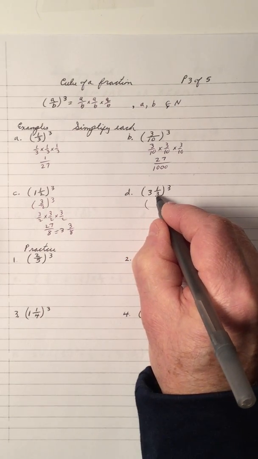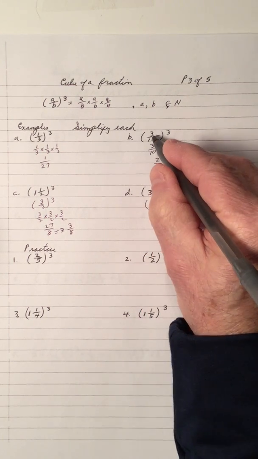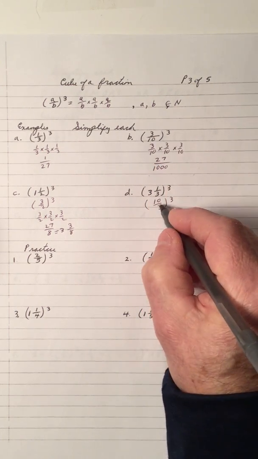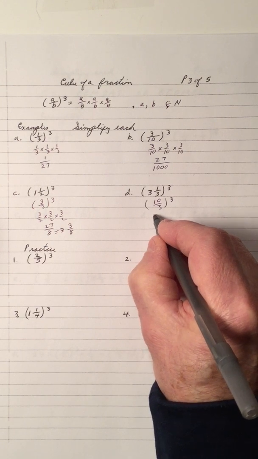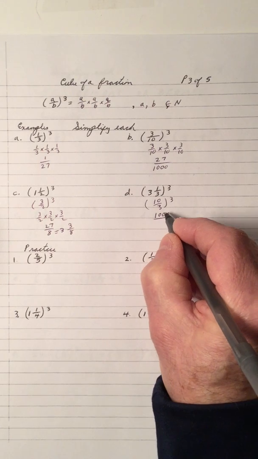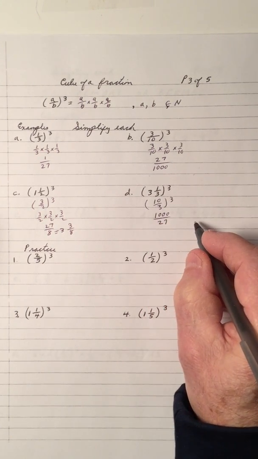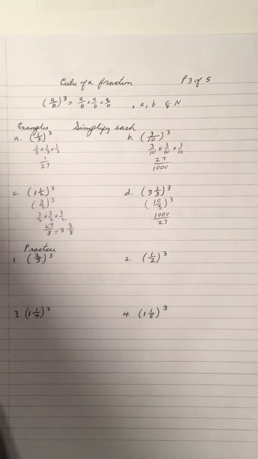3 times 3 is 9 plus 1 is 10 over 3 cubed. Up on top we had 3 over 10. Now we got 10 over 3. So 10 times 10 times 10 is 1,000. 3 times 3 times 3 is 27. Notice I'm shortening it up. 27. Oh, we got another one.